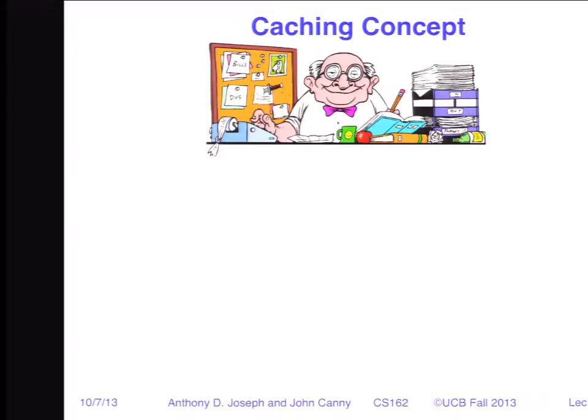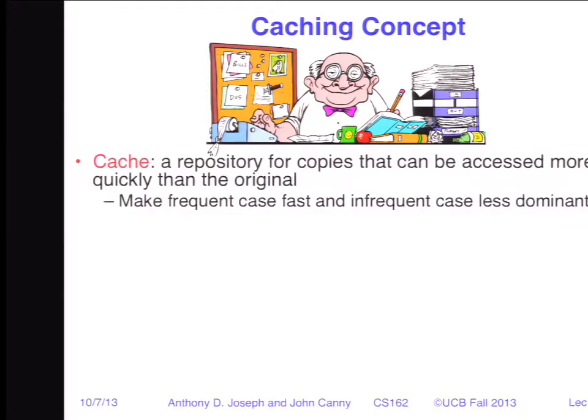So caching is just a way of having a copy that we can access faster than the original. The goal here is to make the frequent case very fast and the infrequent case less dominant. Because the infrequent case is going to be when we have to go and fetch the original. That's going to be really expensive. We don't want that to dominate our access cost.